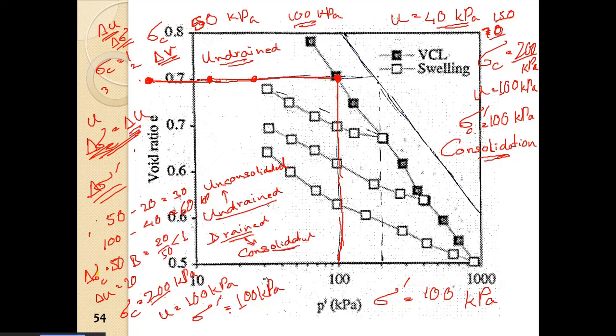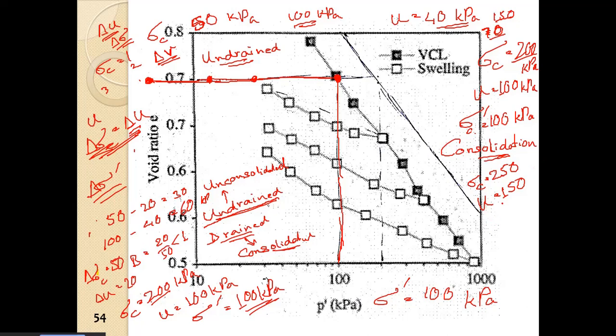Right? Now suppose we have reached this state. Now we increase the cell pressure to 250. Sigma C is equal to 250. Now what will happen to U? So we will observe U now is equal to 150 if it is undrained.